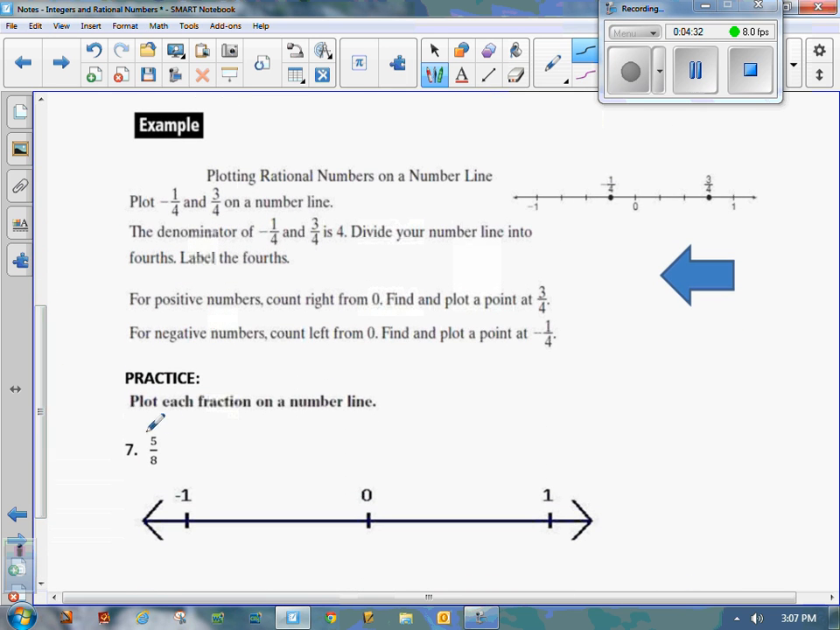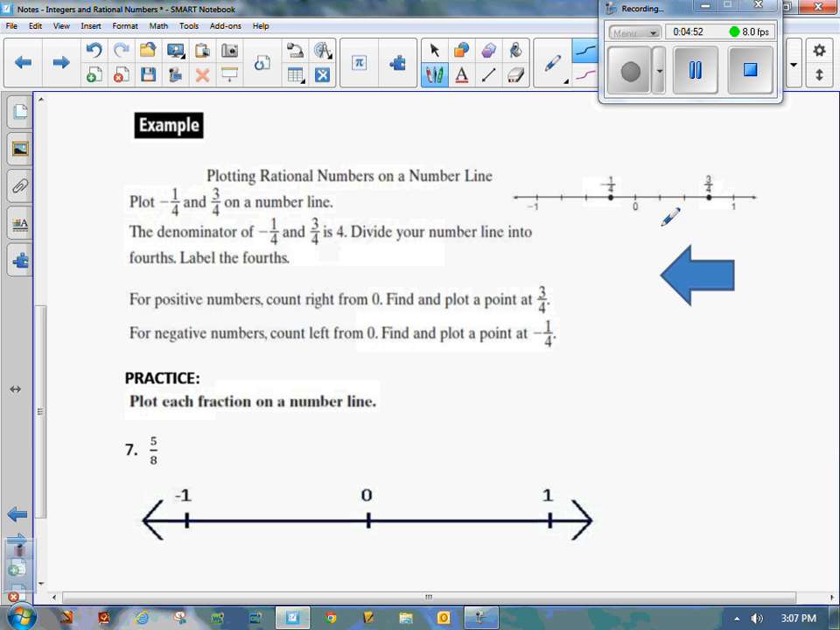Next, we're going to look at plotting these rational numbers on a number line. And here in this example, they have plotted negative 1/4 and 3/4 on the number line. The denominator of negative 1/4 and 3/4 is 4. So what they've done here is they divided their number line into 4.